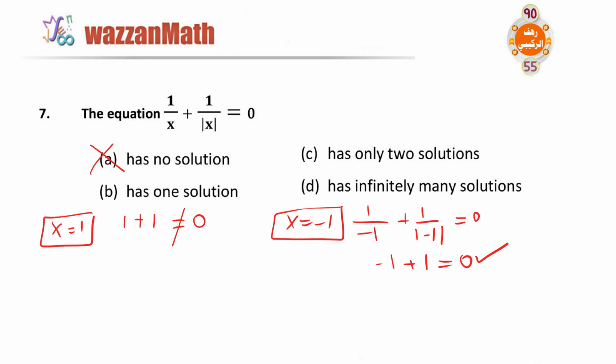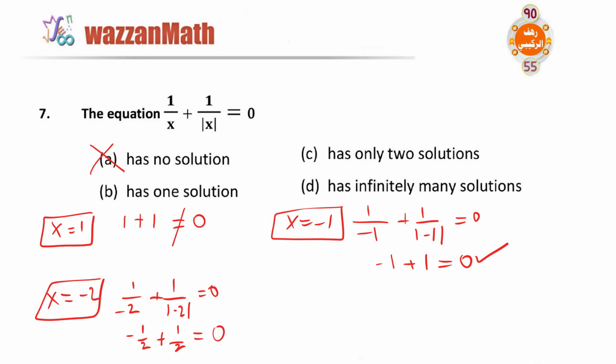Now we need to check whether it has more solutions. And so we substitute with another negative value. Let's try negative 2. We get 1 over negative 2 plus 1 over the absolute value of negative 2 is equal to 0. And what you notice here, you're going to get a negative half plus half, because the negative 2 is in an absolute value, and so you get rid of the negative there, is equal to 0, which is another true expression. And so now we know that B is also eliminated because it has at least two solutions.